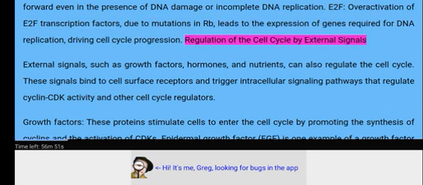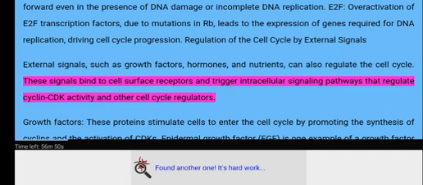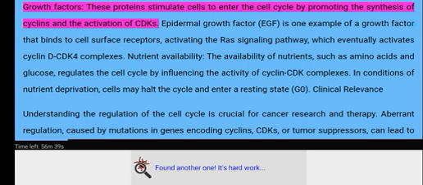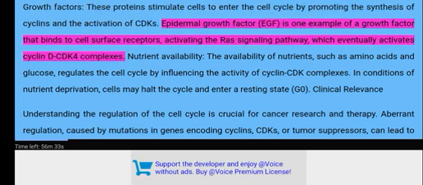Regulation of the cell cycle by external signals. External signals, such as growth factors, hormones, and nutrients, can also regulate the cell cycle. These signals bind to cell surface receptors and trigger intracellular signaling pathways that regulate cyclin-CDK activity and other cell cycle regulators. Growth factors: these proteins stimulate cells to enter the cell cycle by promoting the synthesis of cyclins and the activation of CDKs. Epidermal growth factor, EGF, is one example of a growth factor that binds to cell surface receptors, activating the RAS signaling pathway, which eventually activates cyclin D-CDK4 complexes.